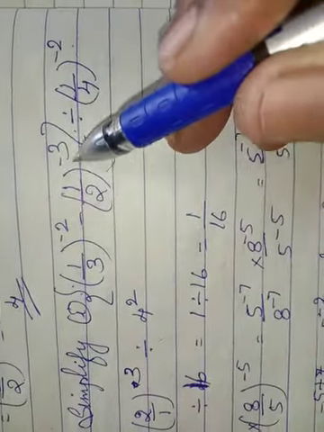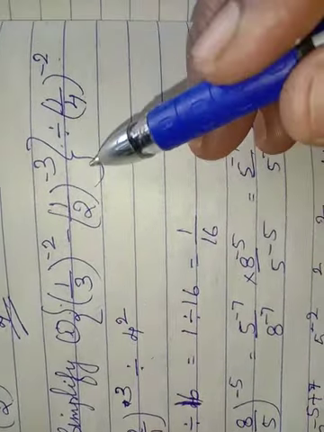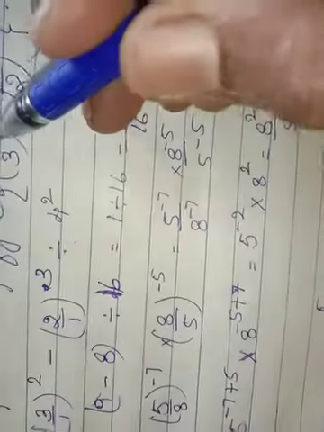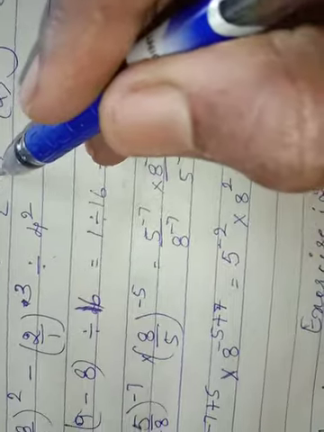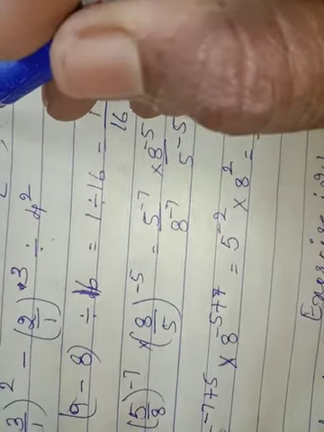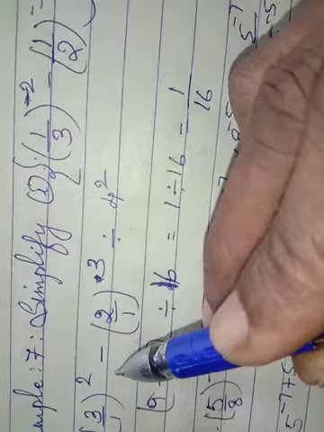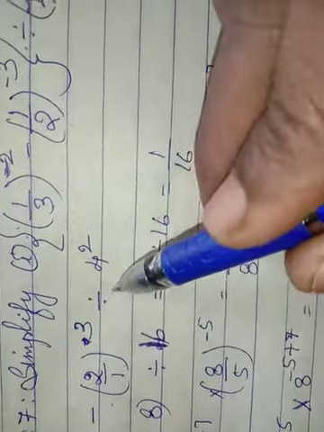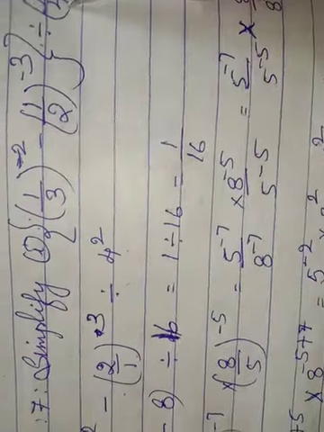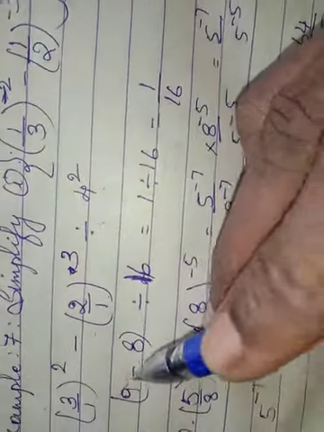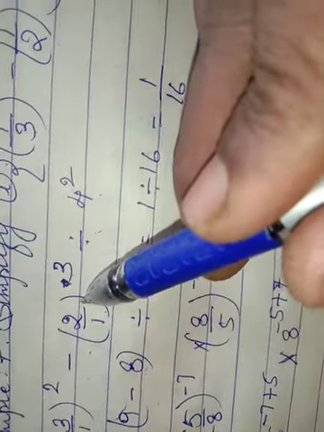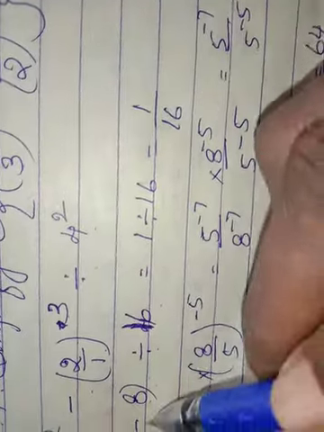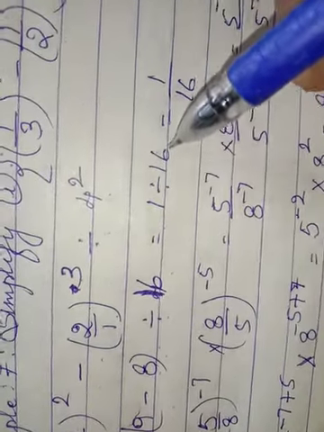Now example 7, simplify [(1/3) to the power minus 3 minus (1/2) to the power minus 3] divided by (1/4) to the power minus 2. Since there is a minus sign, you have to take it up to make it positive. So (3/1) whole cube minus (2/1) whole cube, divided by (4/1) whole square. Now 3 cubed is 27 minus 2 cubed is 8, divided by 4 squared is 16.